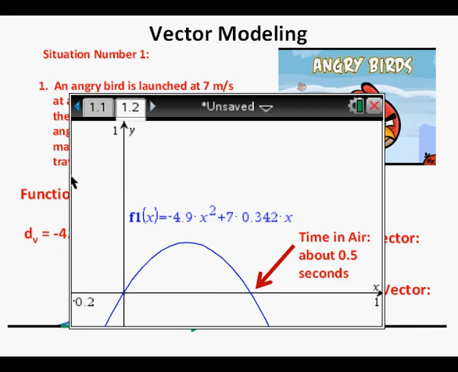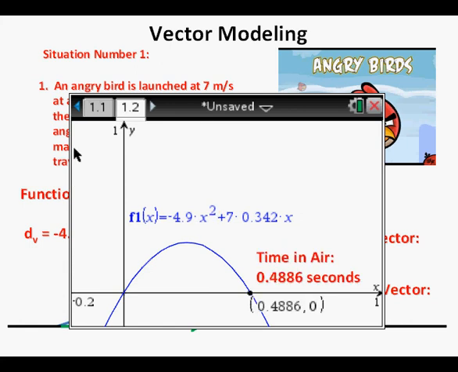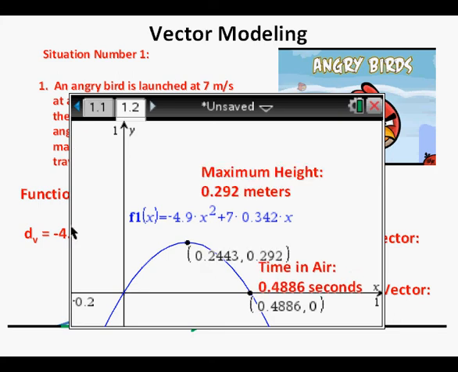And with the graph, we can answer the first two questions. The time in the air looks to be about 0.5 seconds, about half a second, and it looks like the maximum height is about 0.3 meters. Now I'll use the analysis features of the calculator to get to these numbers more exactly. We get a time in the air, more precisely, of 0.4886 seconds. And we get a maximum height of about 0.292 meters.